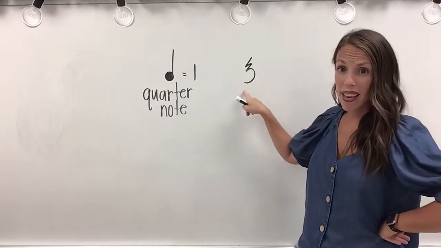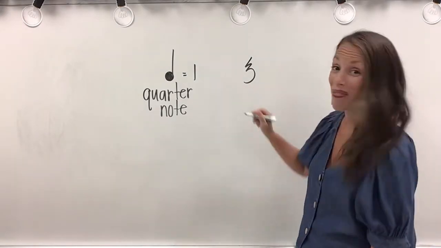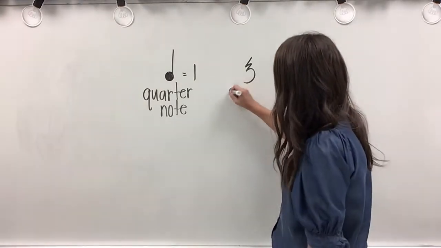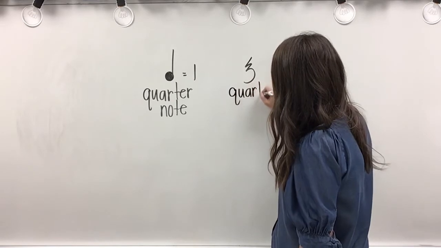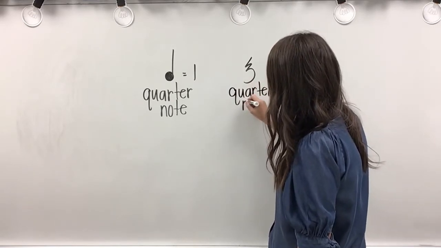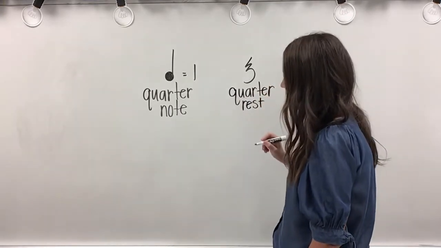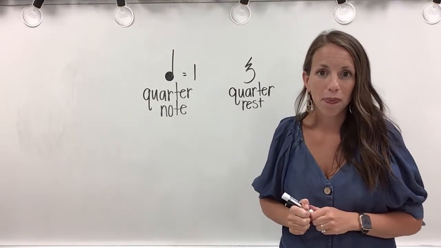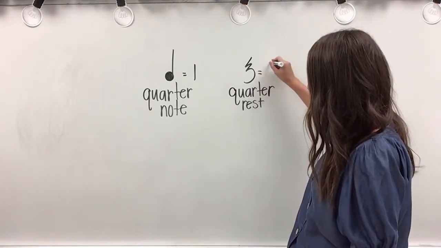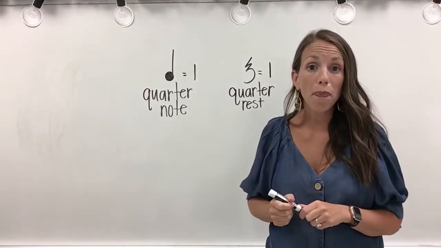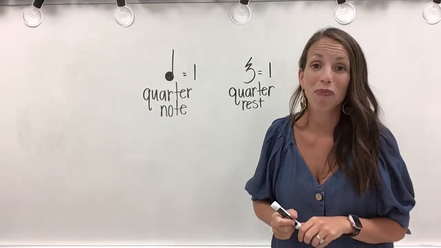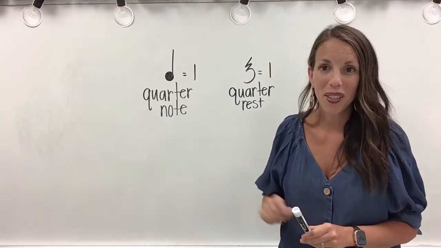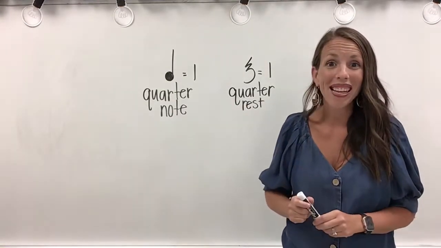Well, this music symbol is called a quarter rest. Can you say quarter rest? It has the same word quarter in it as does the quarter note, but it says rest. So a quarter rest is a music symbol that tells us to play one beat of silence. A rest is a silent beat. So our quarter rest gets one beat of silence.